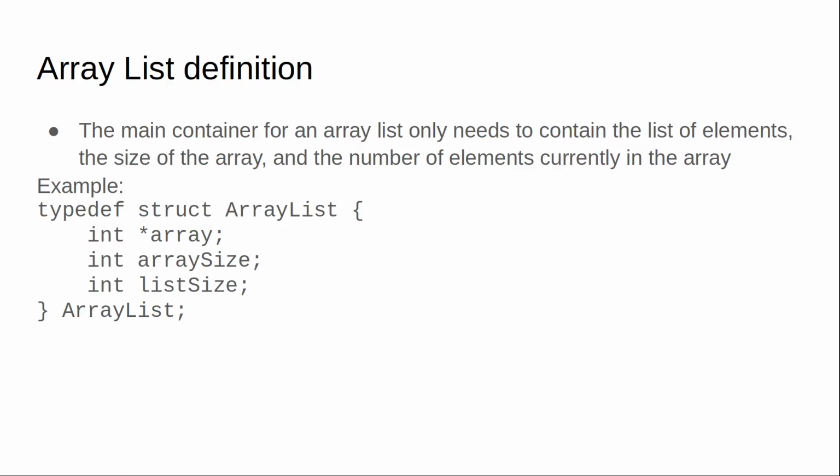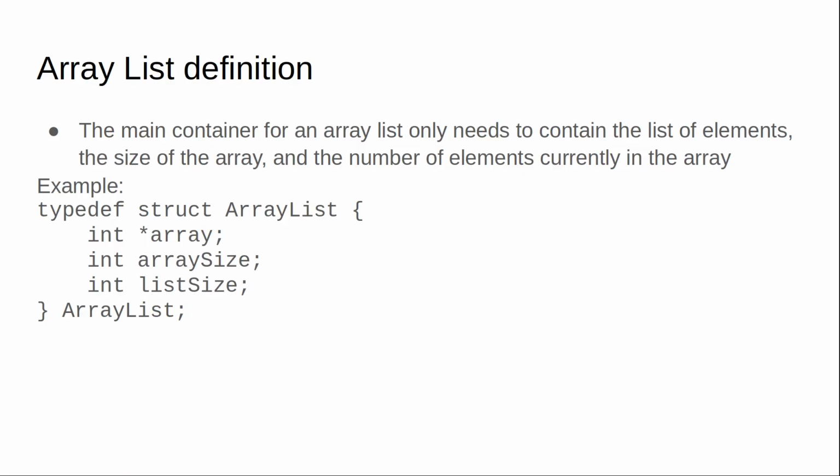The main container of an array list really only needs to keep track of three pieces of information, which is where the array starts, the number of items that are capable of being held in the array, so the array's overall size, and the number of elements that are currently in the array. Okay, so you notice here I called this that it needs to contain a list of elements. The list is implemented as an array in this case.